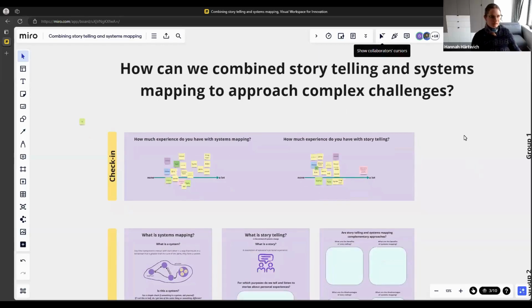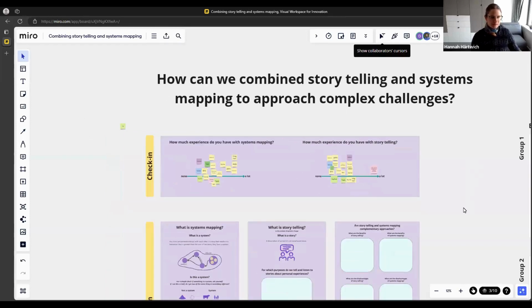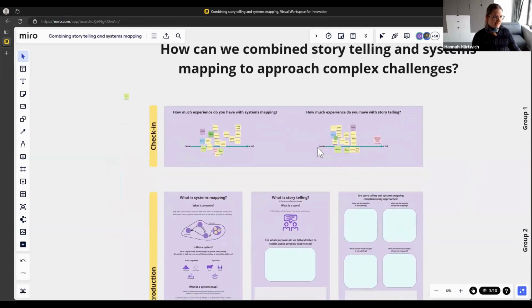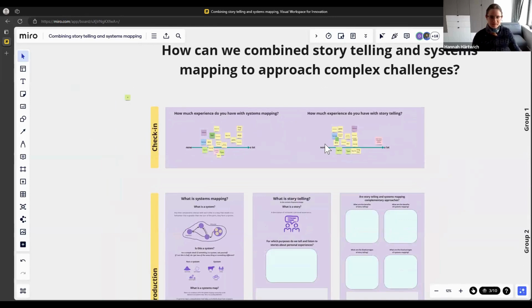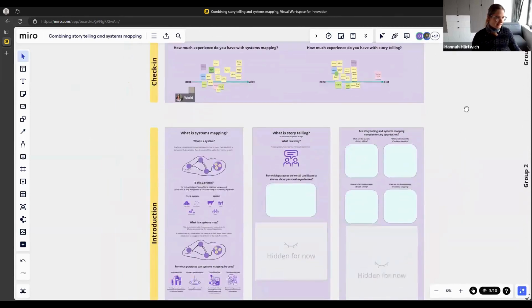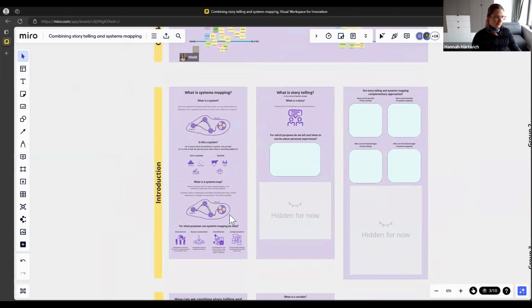So yeah, we will be having a look at how we can combine storytelling and systems mapping to approach complex challenges. We already had a look at the check-in together. What is this experience with systems mapping and storytelling that we have in the room? And from there, we will go to a bit of an introduction.